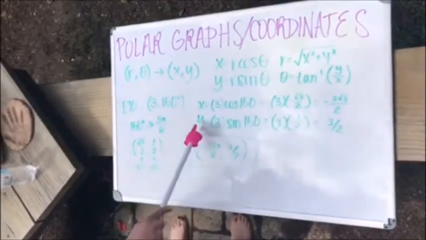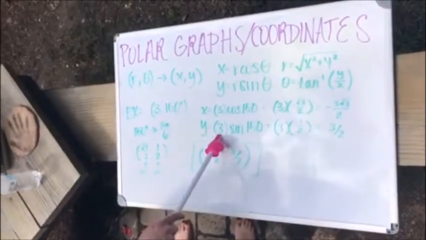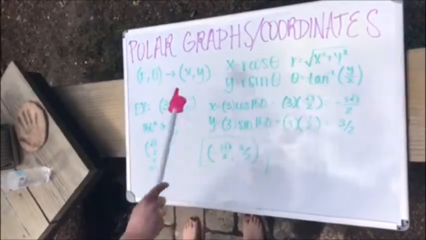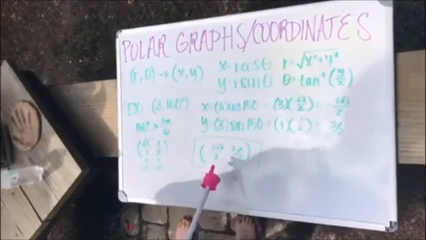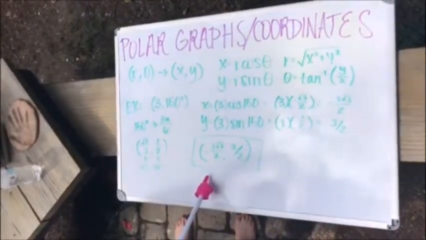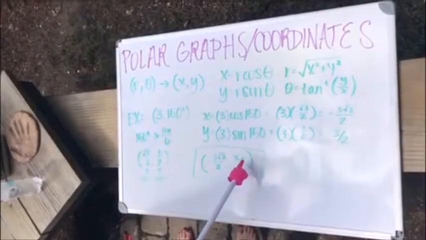We can do the same thing with your y, which is your radius times the sine of 150. 3 times 1/2 equals 3/2. So your rectangular coordinates are negative 3 root 3 over 2, 3/2.